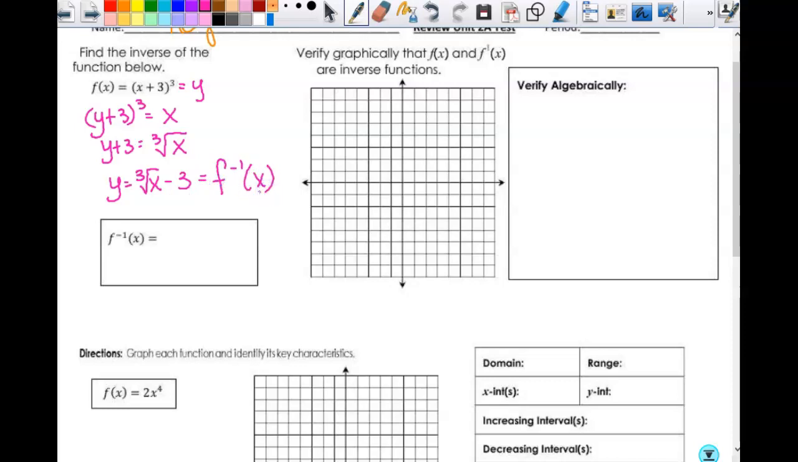So yeah, it equals y for the inverse, but make sure that you have it labeled and it is actually your inverse. Oh, we could put it here too. Cube root of x minus 3. All right, so then we're supposed to verify graphically, which means we need to graph both of them.